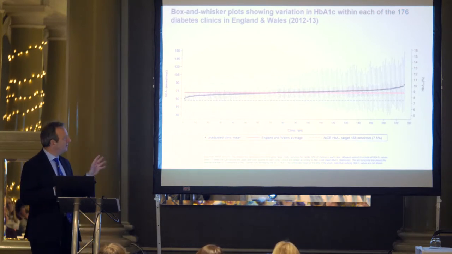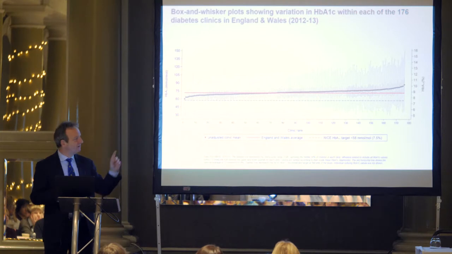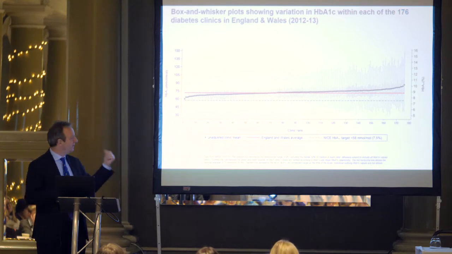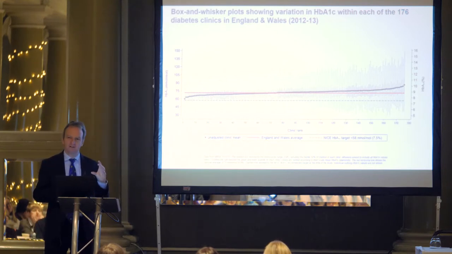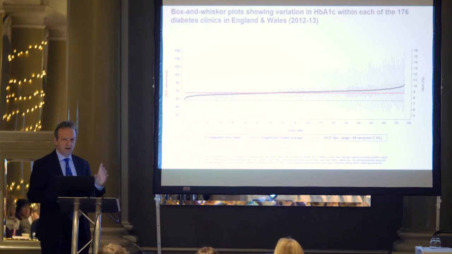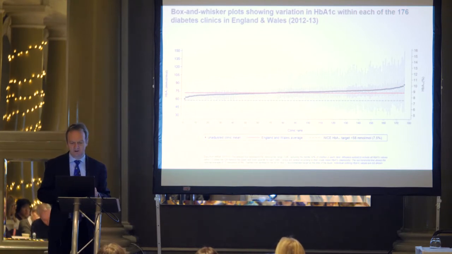That says that even in a poorly performing clinic, there are some children doing really well, down at 6%, but there are some at 16%. And the well-performing clinics have tighter control. They don't have children who are very high, as well as having an average that's low.